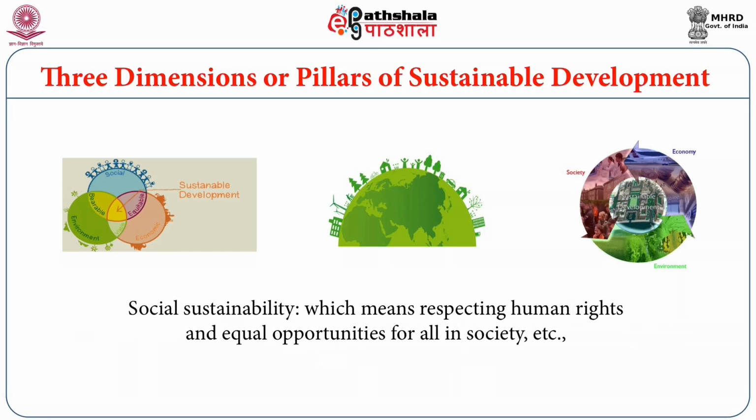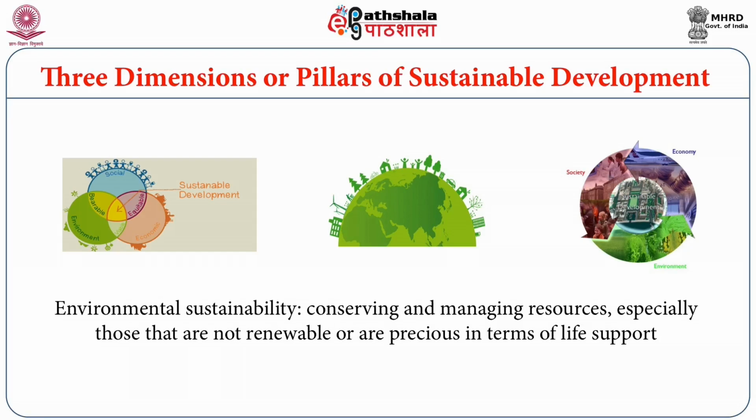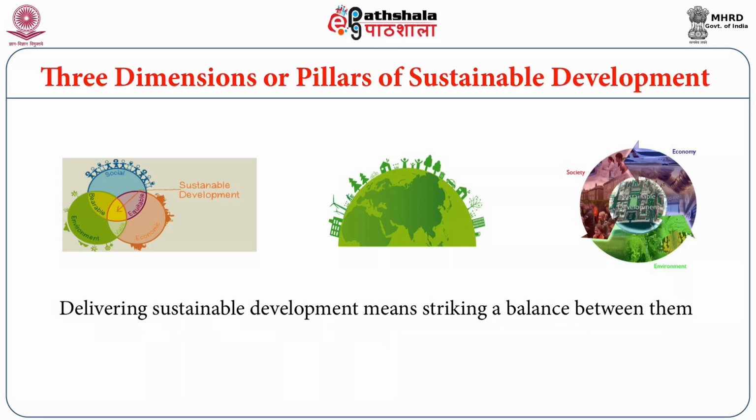Social sustainability means respecting human rights and equal opportunities for all in a society, and so on. Environmental sustainability basically includes the conservation and management of resources, especially those that are not renewable or precious in terms of life support. And delivering sustainable development means striking a balance between them.